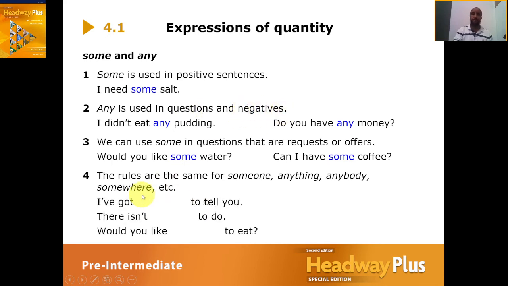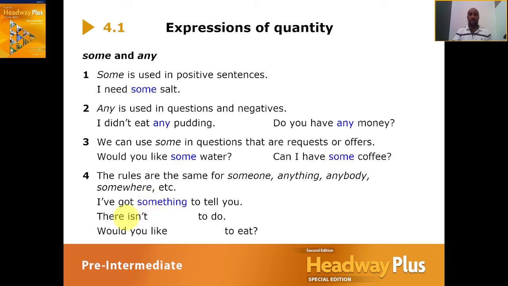Okay, good. Here's an example using someone, anything, anybody, somewhere. Here we have, I've got what? Something to tell you. We can say something. This is a positive sentence. I have got something. So we use some, but then we have to decide: are we talking about someone, something, or somewhere, a place? Here we're talking about something, which is information, معلومات.